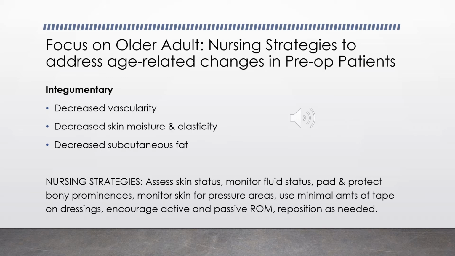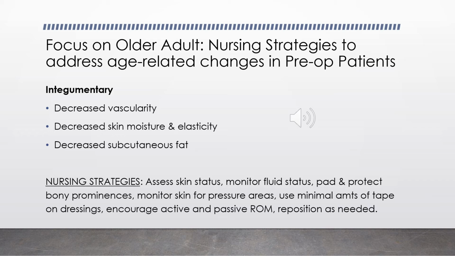And lastly, in the older adult, individual factors can potentially threaten the safety of older adults. They have decreased subcutaneous fat, decreased skin moisture and elasticity, and decreased vascularity. So it'll be really important to make sure that they have good range of motion, reposition as needed, monitor their fluid status, and protect their skin integrity, protect those areas of pressure.